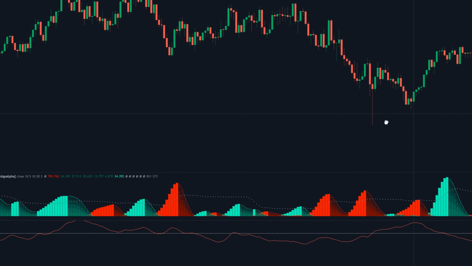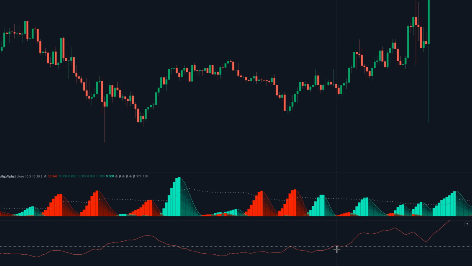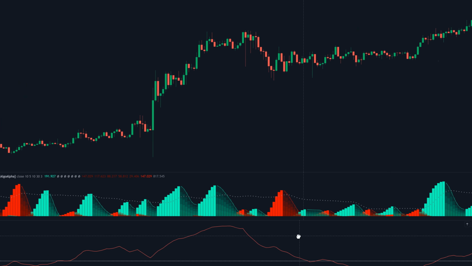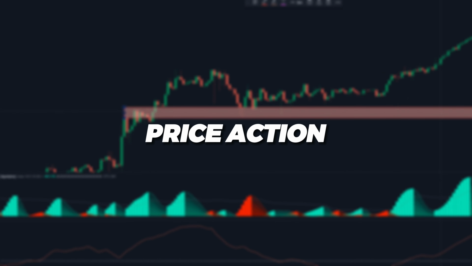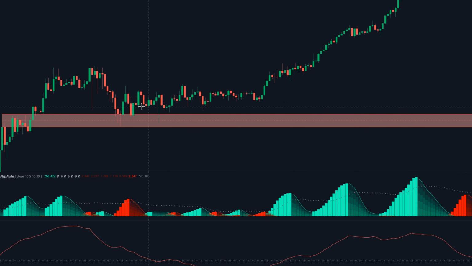Now remember, this strategy is a technical strategy, which means you shouldn't expect it to be super profitable forever because markets change. To make a strategy like this even better, you can try adding some price action or smart money concepts. Also, remember to do extensive backtesting and forward testing before committing to trading with your real money.